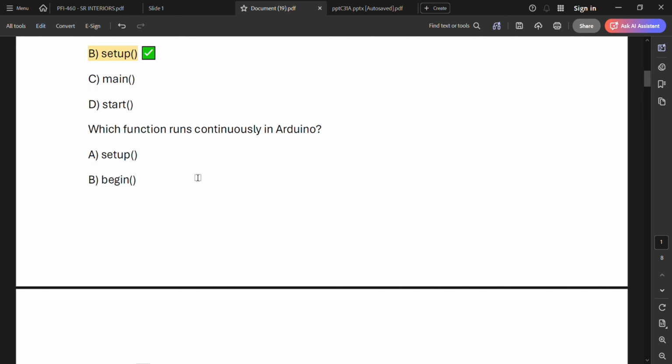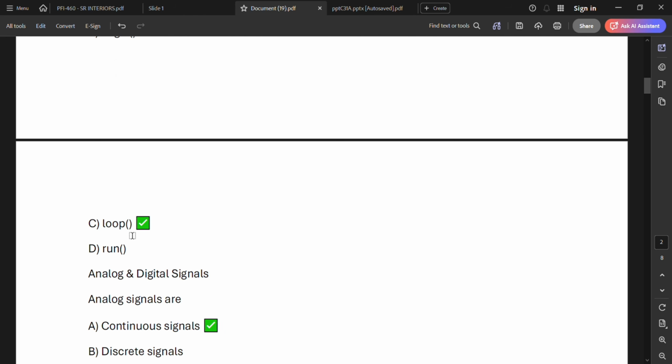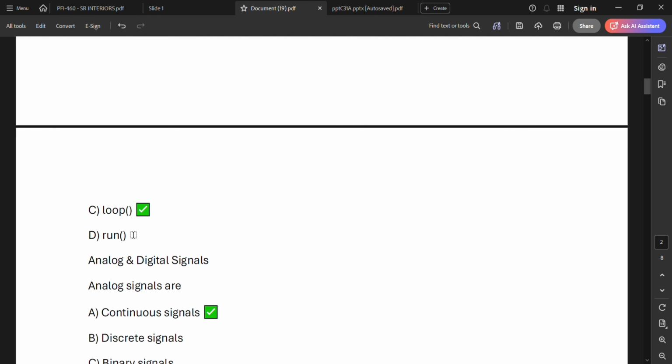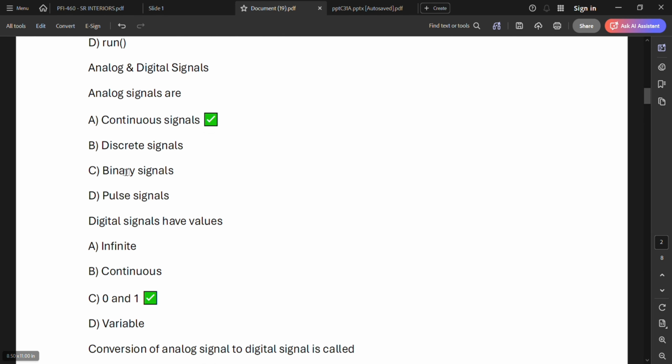Next question. Which function runs continuously in Arduino? Setup, begin, loop, or run. The correct answer is option number C. Next question. Analog and digital signals are: continuous signal, discrete signal, binary signal, or pulse signal. The correct answer is option number A, continuous signal.